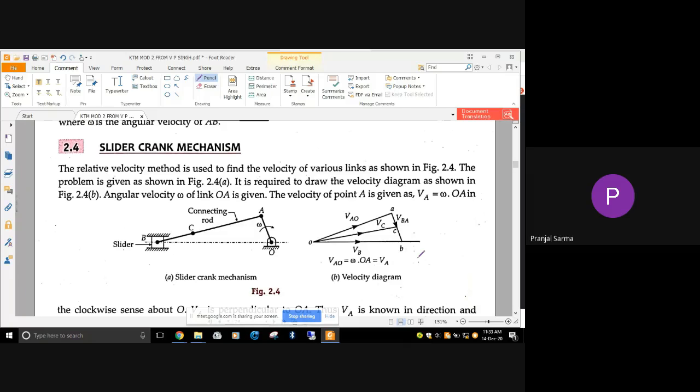I hope it's a yes for you also. So now we are going to use this relative velocity method to find out the velocity of various links. First we'll be talking about the slider crank mechanism.